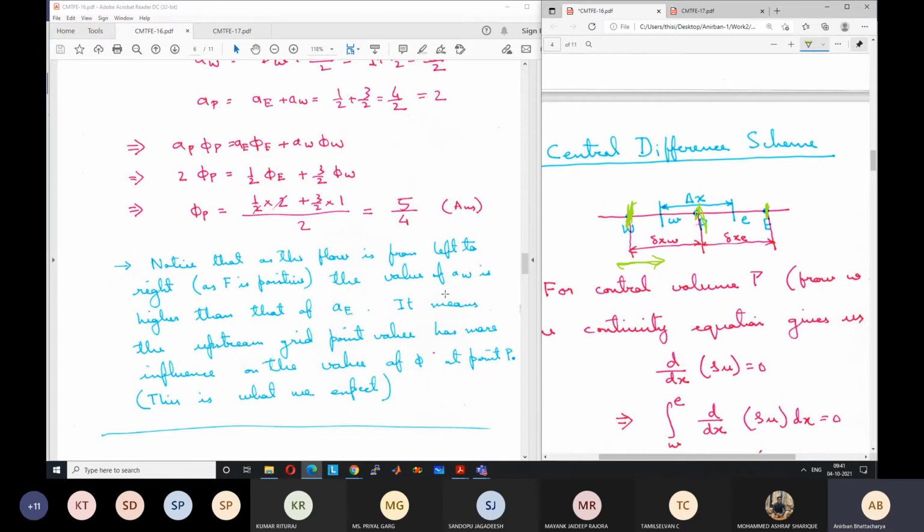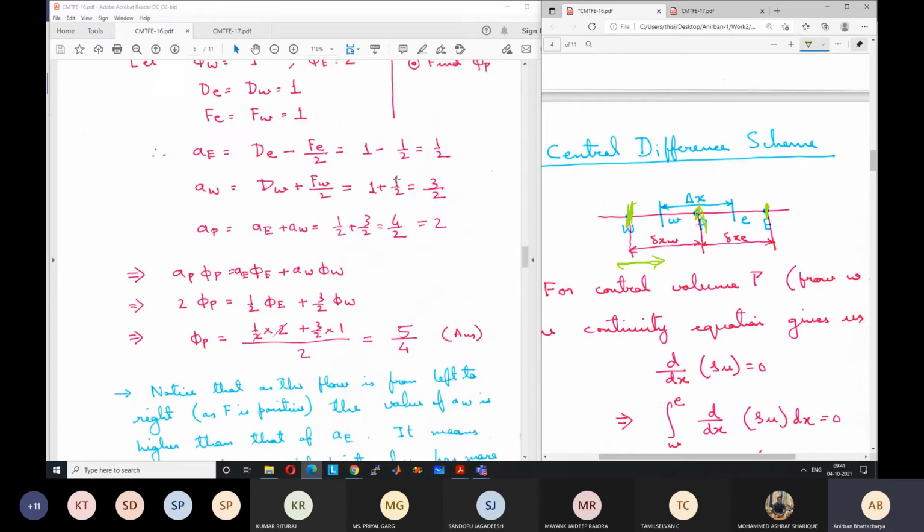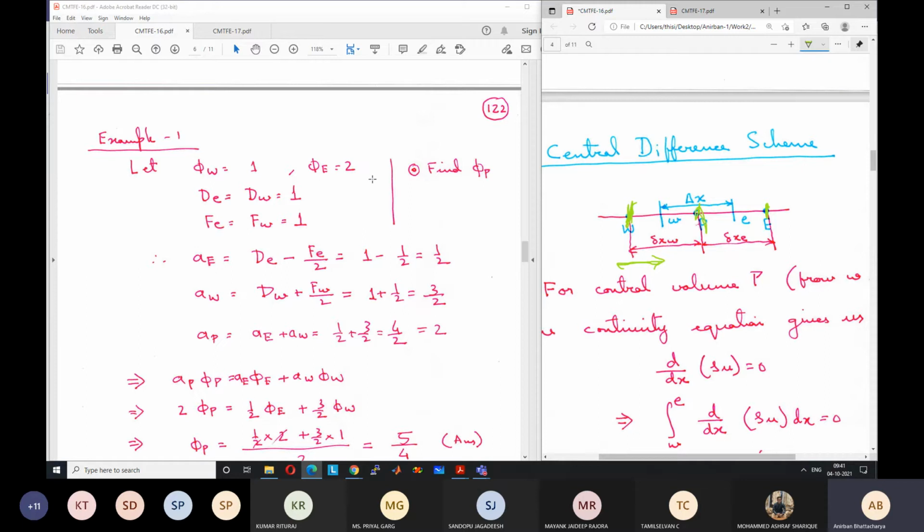And this is what we expect. So that I have written here. So as a result, what has happened? This is 1, this is 2, means here the value is 1, here it is 2. And this value is more near to this value. So we have found that this is 5/4.